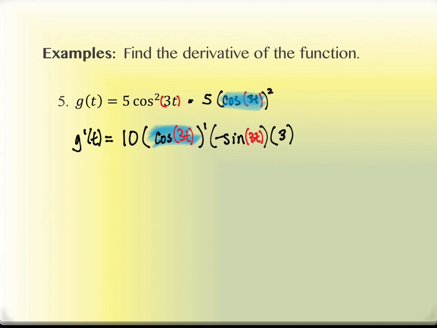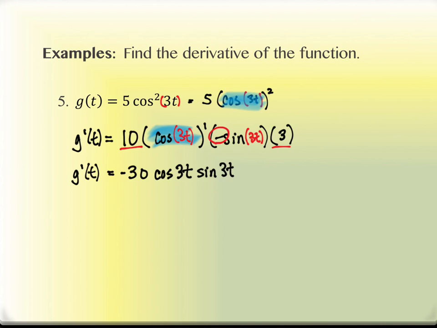Now, we need to clean this up too because this is kind of a mess, at least generally, not for the gateway. For the gateway, you'd leave it just like that. But with a cleaning up step, this 10 here at the beginning and this 3 here at the end are going to make 30, and there's a negative, so I've got negative 30. And then I have the cosine of 3t, with or without the parentheses, and the sine of 3t. Is that all right?